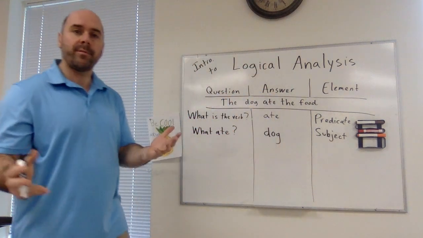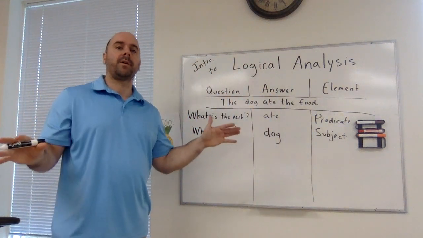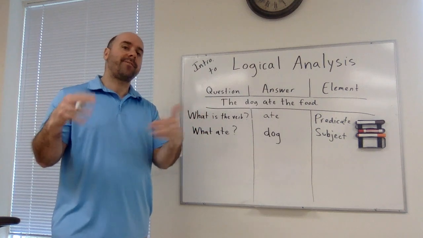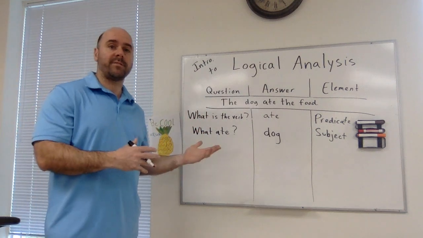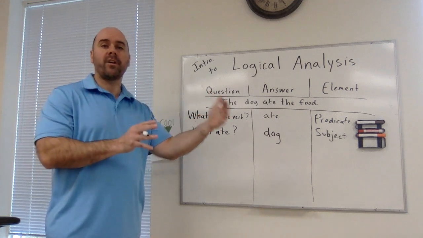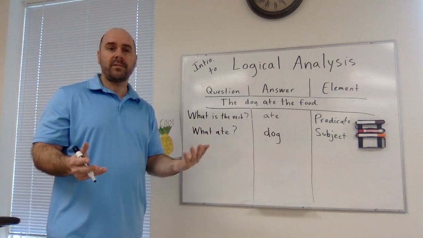Now, give yourself a round of applause, because I tell the kids this all the time. No matter what, you're already almost all the way done. Because if you can identify the subject of a sentence and the predicate of a sentence, then you are good to go. Because those are the fundamental basics. Everything else is just gravy.